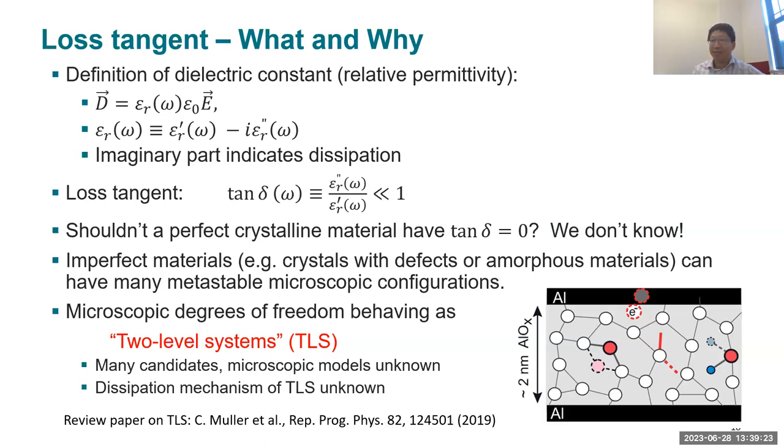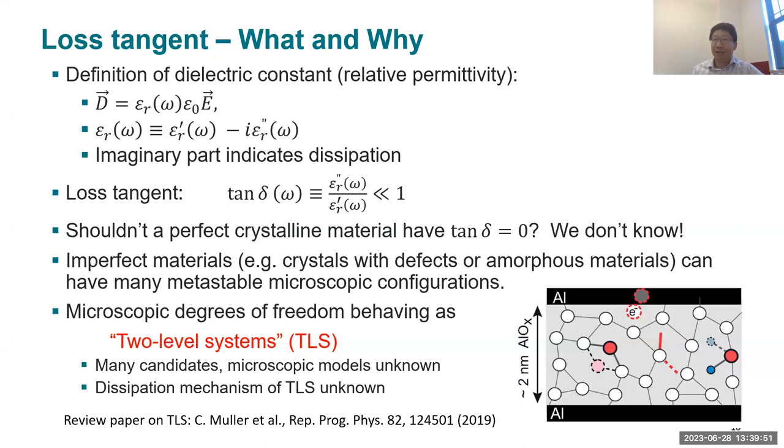Oftentimes it is not always possible. Then the second best choice is a crystalline substrate. Generally, people work with high purity silicon or high purity sapphire. Those will be your choice of dielectric, and your goal is to use only these dielectrics and nothing else in your qubit.